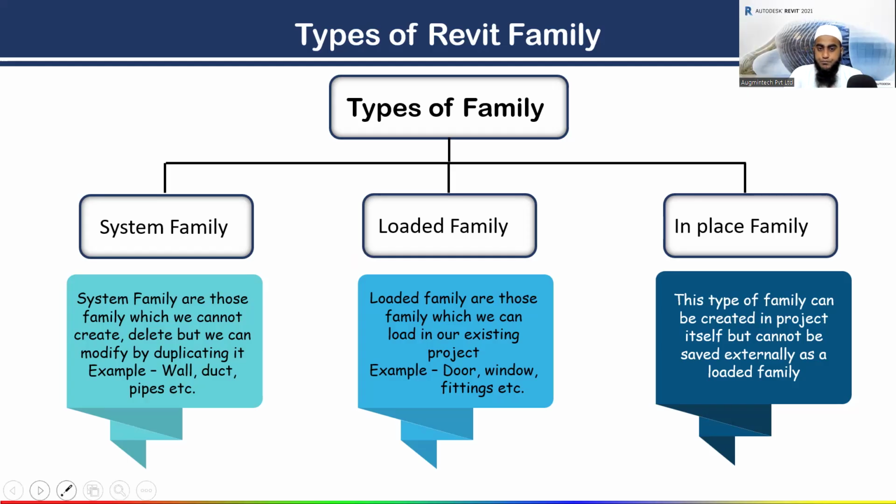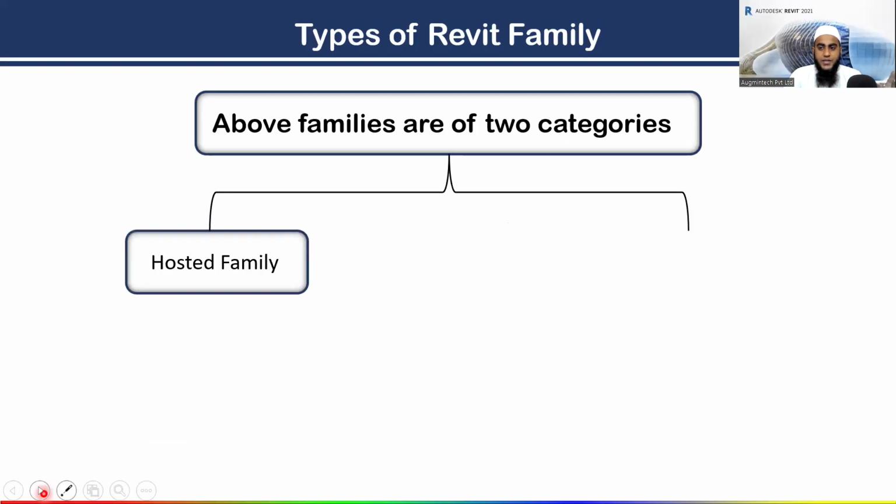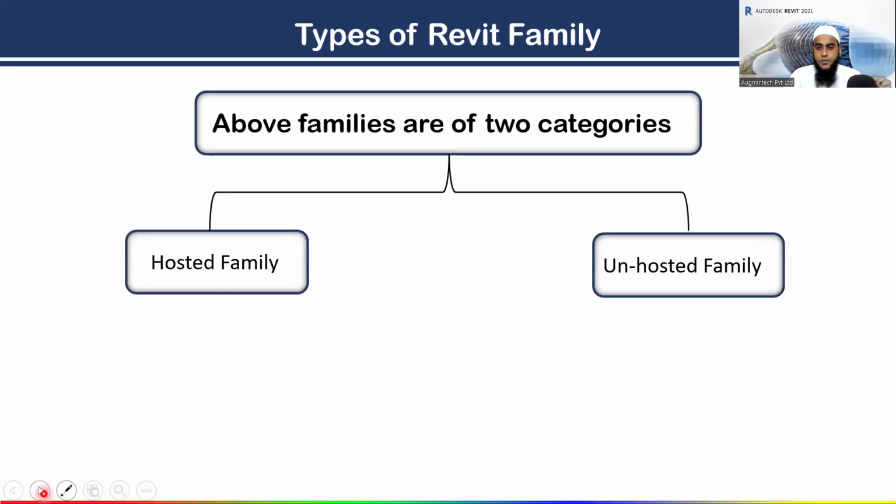Now see here, whatever families I have discussed above, either system, loaded or in-place family, the above families are of two categories. What are those? Try to understand. First is hosted family. Second one is unhosted family. All the above families are categorized into two types, hosted and unhosted. Hosted means what?